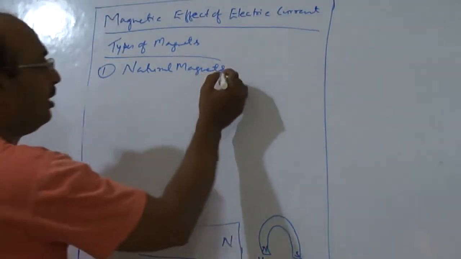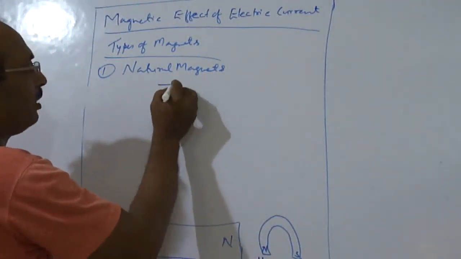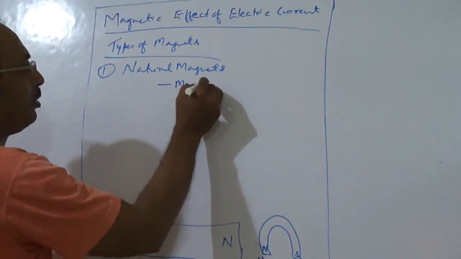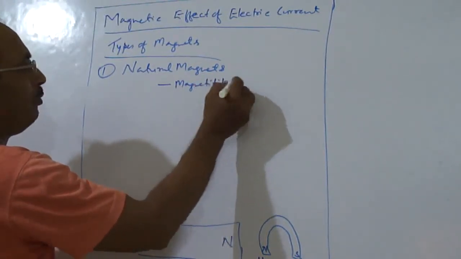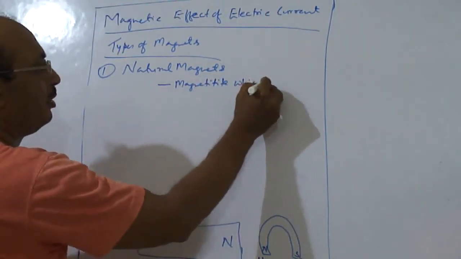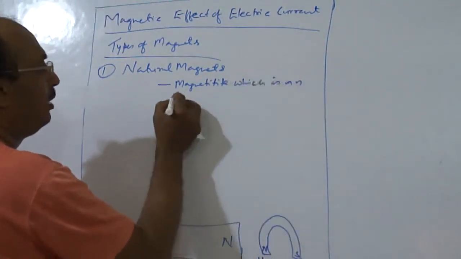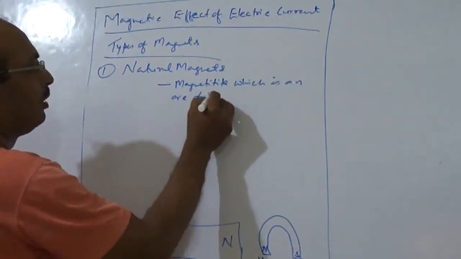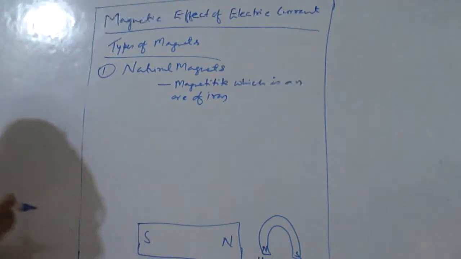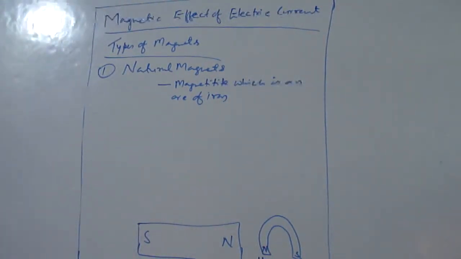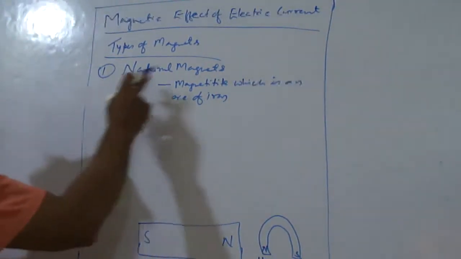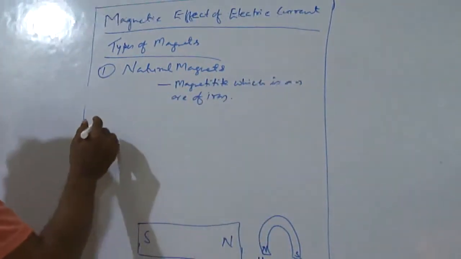One example is magnetite, which is an ore of iron. It behaves like a magnet, and it is found in nature.